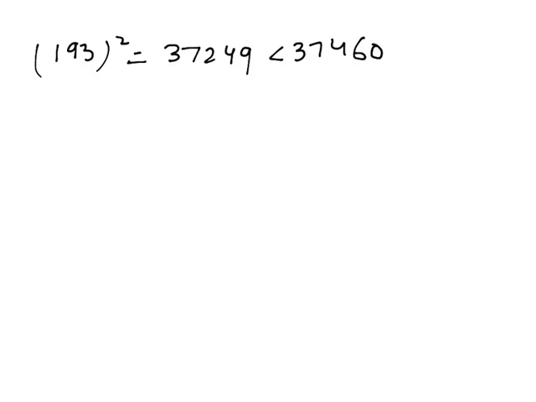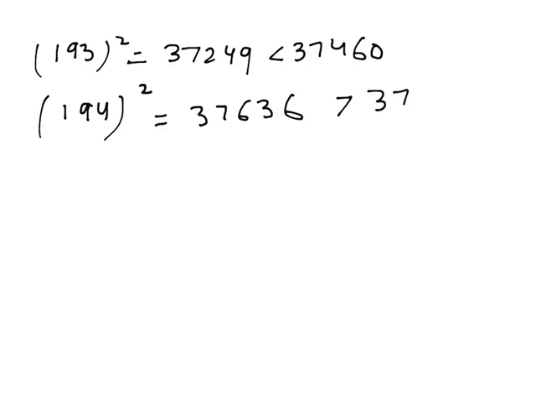37460. So now what we will do, we will find out the square of the very next number, that is 194, because we have to find a number that is greater than the given number. Now 194 square will give 37636. So that is a number greater than 37460. So to find out the number, what we will do, we will subtract these two numbers.